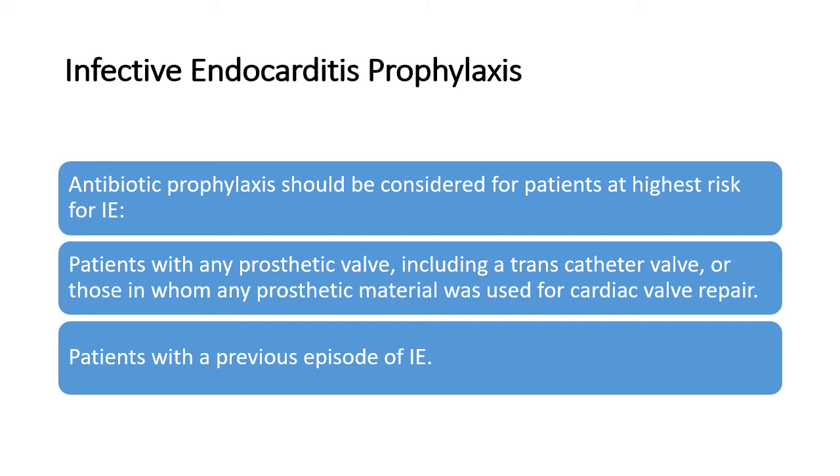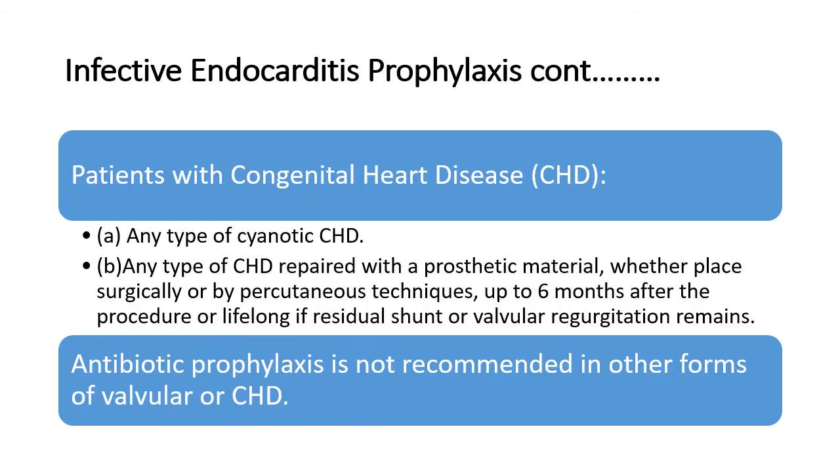In prophylaxis of infective endocarditis, of course, antibiotic should be given to any patient who is at risk of infective endocarditis. Who are these patients who are at risk of infective endocarditis? These are patients with prosthetic heart valve, including transcatheter valve, and those with prosthetic material used for cardiac valvular repair. Also, patients with a previous episode of infective endocarditis. These are patients who should receive prophylactic antibiotic.